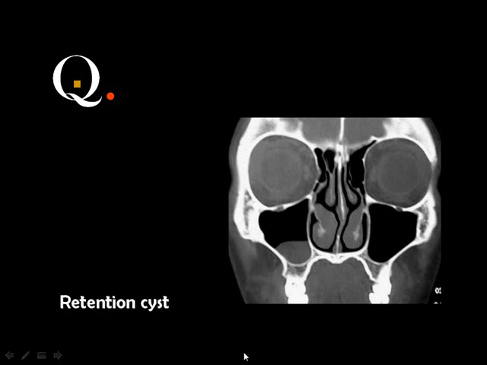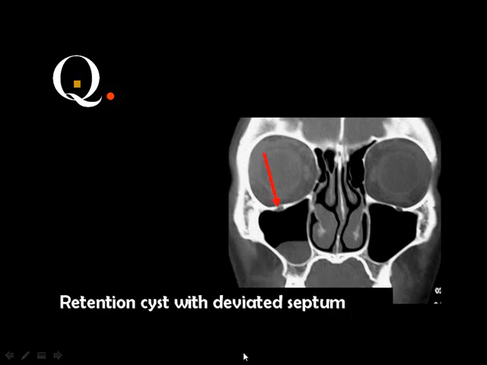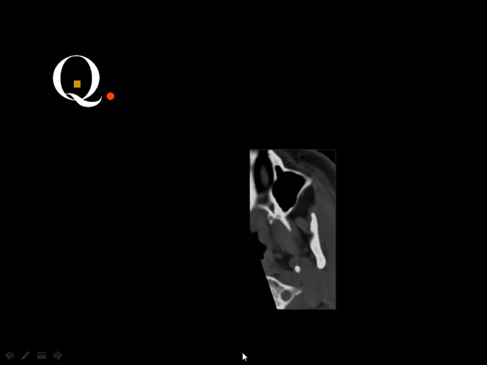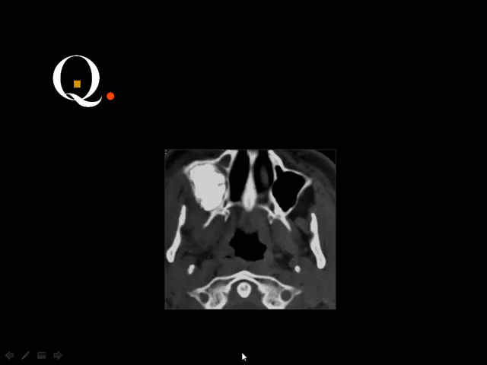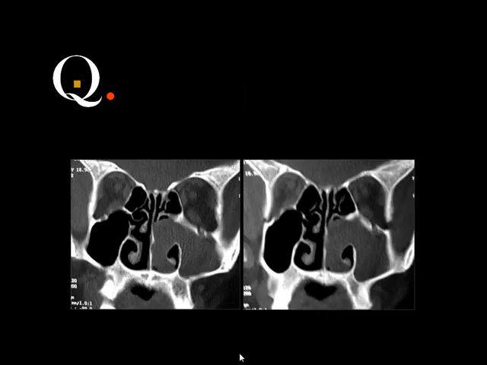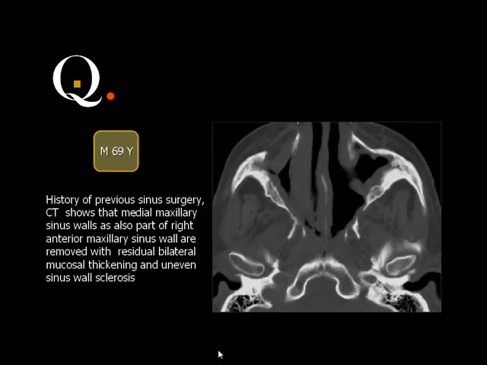Retention cyst, very good. And this is the infraorbital canal. And what do you think about this? Osteoma of the right maxillary sinus. And what is your diagnosis? This is an antrochoanal polyp, is quite evident. Okay, what do you think about this?